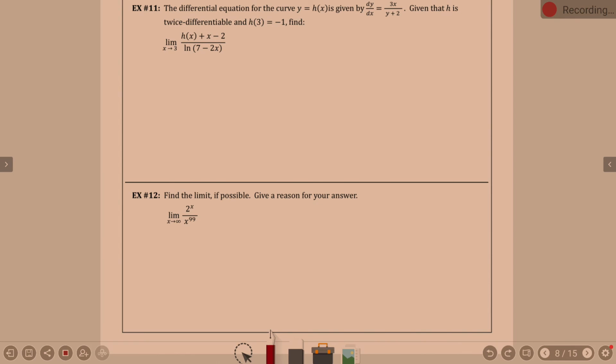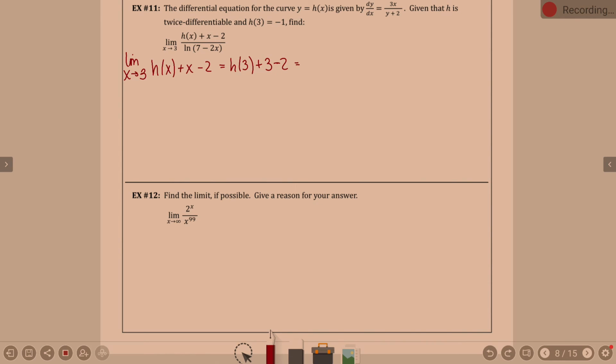The differential equation for the curve is given by dy dx. Given that h is twice differentiable and h of 3 equals negative 1, find this fun limit. Okay. Here we go. I'm going to start with top and bottom. Numerator first, limit as x approaches 3 of h of x plus x minus 2. So, when I plug 3 in, h of 3 plus 3 minus 2.